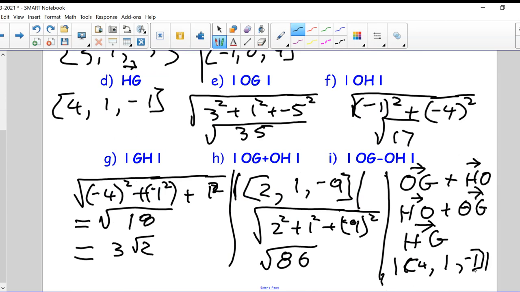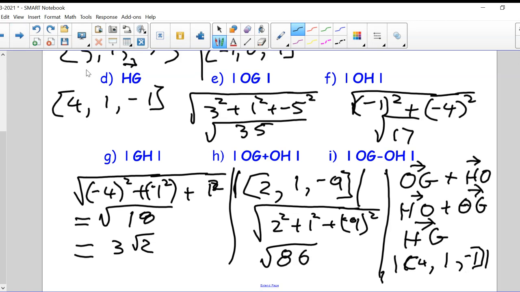Okay? Now, that is exactly, if you look over here at the HG vector, it's the same thing that we had: 4, 1, minus 1. Right? Same thing here, 4, 1, minus 1. That's because to get the HG vector, we take G minus H, which is exactly what we just did. We took the G vector, we minus the H vector, and we get these same values here.